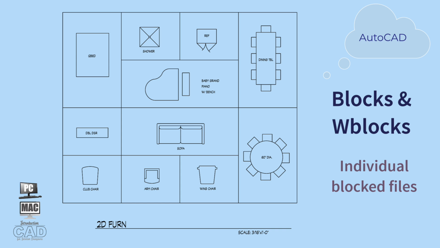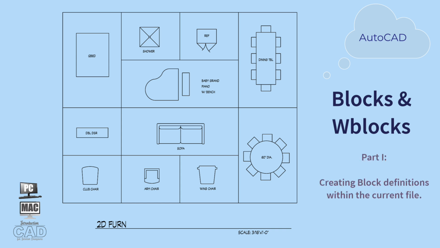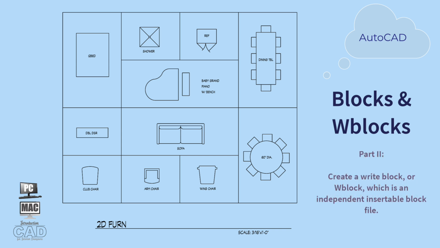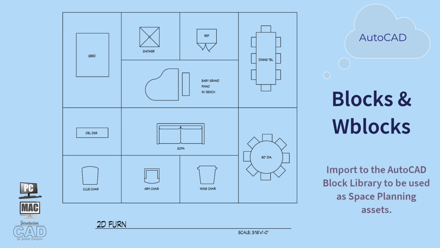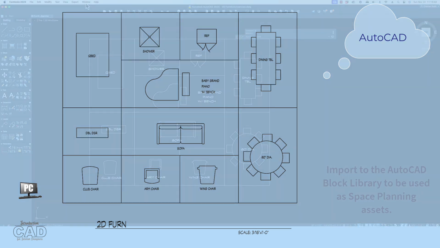In this video, we will create individual block and Wblock definitions of each object from the 2D furniture assignment. We will first define each object as a block definition. The second part of this video will instruct you how to define the block as a Wblock. The furniture blocks will be imported into the AutoCAD Block library to be used as the basis for the supplemental furniture plan. Let's get started.